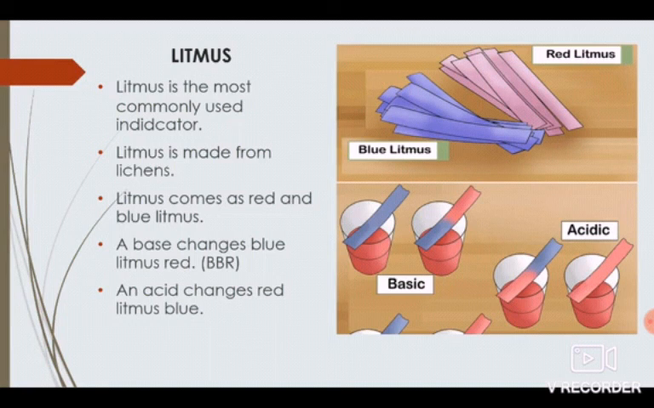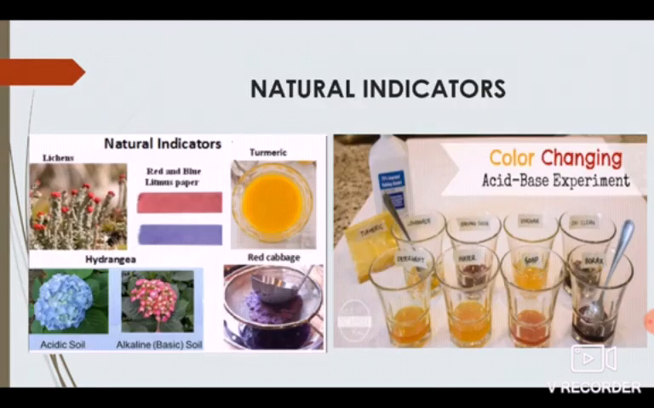See the next picture. It will tell you how the litmus works. A base, a chemical which is basic in nature, can change the red litmus into blue, whereas an acid changes a blue litmus into red. So this is how we know whether a substance is an acid or a base.